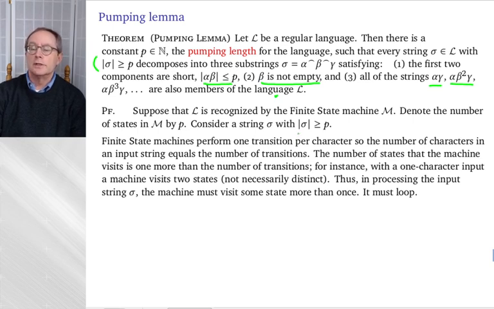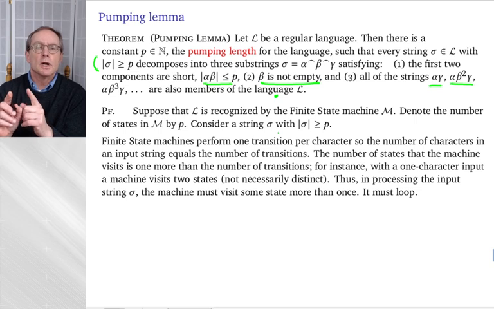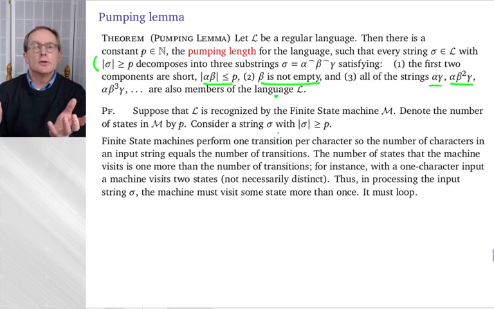So the number of characters in the input string is equal to the number of transitions. The number of states that the machine visits is 1 more than the number of transitions. Just think about if you have a length 1 input, you start in some Q0, and the length 1 input brings you to some new state. It could possibly be Q0 again. But the length 1 input brings you to some state, so you visited 2 states, and again, they're not necessarily distinct states. So 1 transition, 2 states. So the number of states, non-unique states, is always going to be 1 greater than the number of transitions.